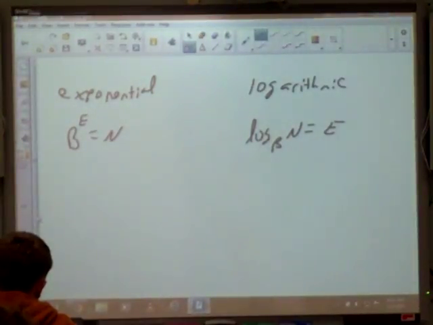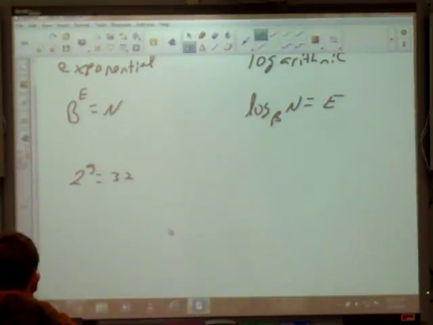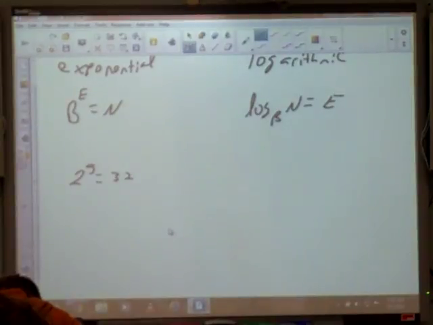Alright, so let's see if we can rewrite some. Let's say I've got 2 to the 5th is equal to 32. There's nothing to solve there, that's just a true statement. First off, tell me, is that exponential or logarithmic form? Exponential. That's a no-brainer question. It's exponential because it's got an exponent. If it was logarithmic form, it would have a log.